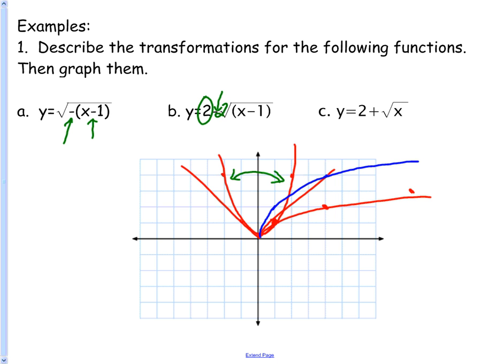If the 2 had been here, then it would be a stretch factor. But that's 2 minus this. So that's just like if this 2 is at the end. It's a positive 2. The negative is attached to the square root sign. So that is just like if I had gotten rid of it here and put plus 2 at the end. So it's on the outside, so it's up, down. So what is it? Up 2.